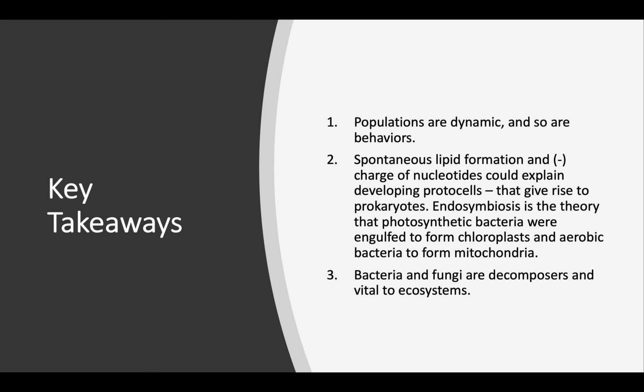Okay, so now let's talk key takeaways. So we have 3. The first one here would be populations are dynamic, and so are behaviors, which means they're always changing and moving. Spontaneous lipid formation and negative charge of nucleotides could explain developing protocells, or those cells we talked about maybe being the first in the entire world, that give rise to what we know now as prokaryotes. Endosymbiosis is the theory that photosynthetic bacteria, or bacteria using photosynthesis, were engulfed to form chloroplasts, and aerobic bacteria, air-loving, to form the mitochondria. So bacteria and fungi then are decomposers, and they are vital to our ecosystems.